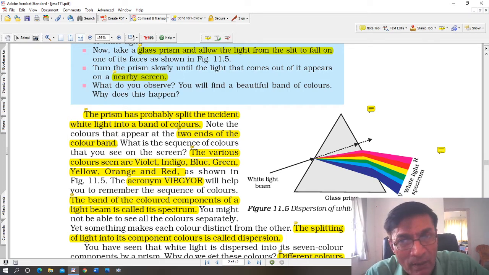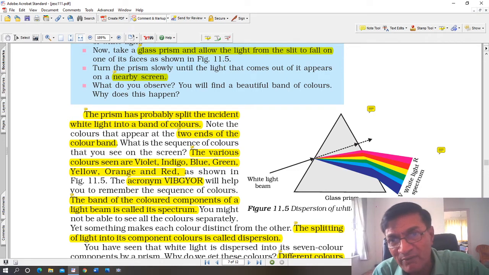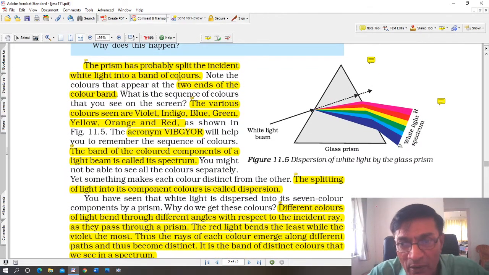And there are the 7 component colors, and they are in that order, and that order can be remembered by using the acronym VIBGYOR: violet, indigo, blue, green, yellow, orange and red. Red suffers the least bending because it travels fastest. Violet suffers the maximum bending because it travels slowest. This is multicolored light, the splitting of white light.